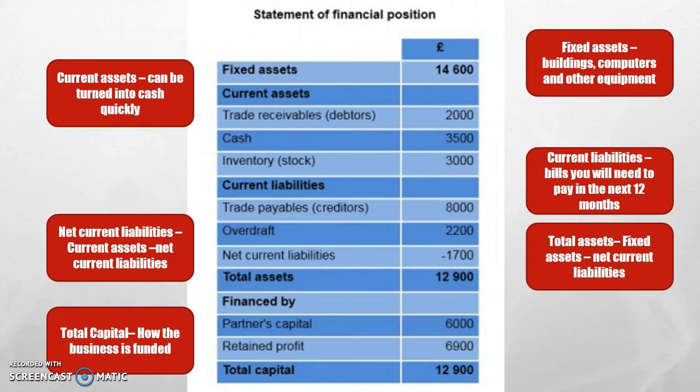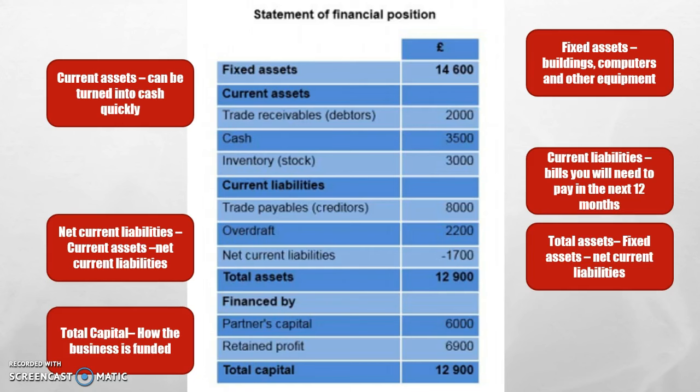Then we need to think about our current liabilities. So these are bills that we need to pay within the next 12 months. So again, we've got trade payables, so creditors. These are people that you owe money to. Debtors, people who owe you money. Creditors, people you owe money to.